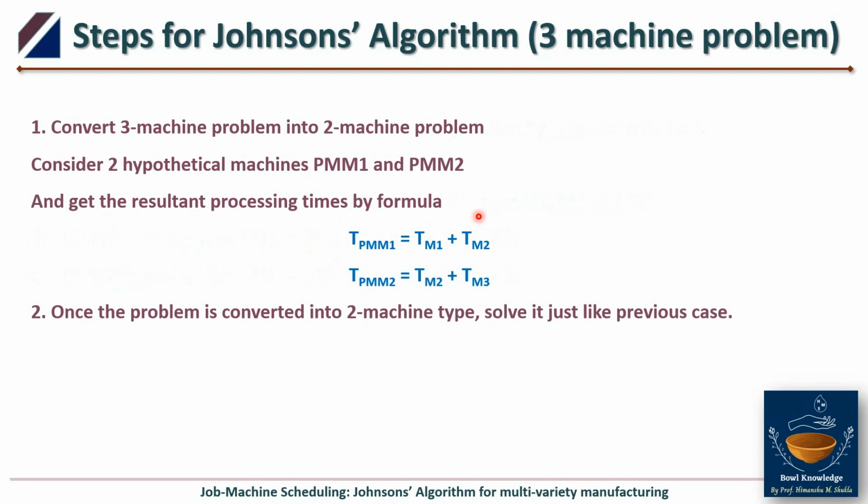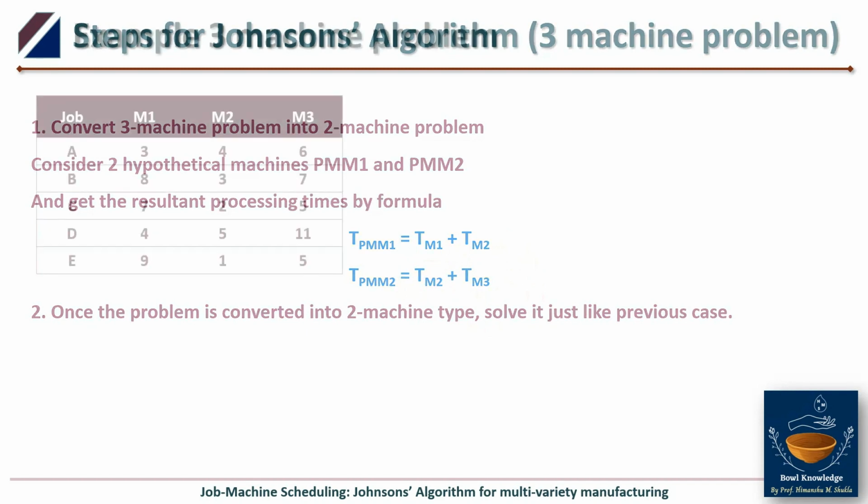It's simple. We have the time for 3 machines, meaning 3 columns. So you add the first 2 columns to get the timings for PMM1, and you add the last 2 columns for getting the timings for PMM2, and in this way your problem will be converted into a 2 machine problem, and you just have to solve it like the previous case. But only sequencing you do this way; scheduling you have to do for 3 machines. Okay, so let us proceed.